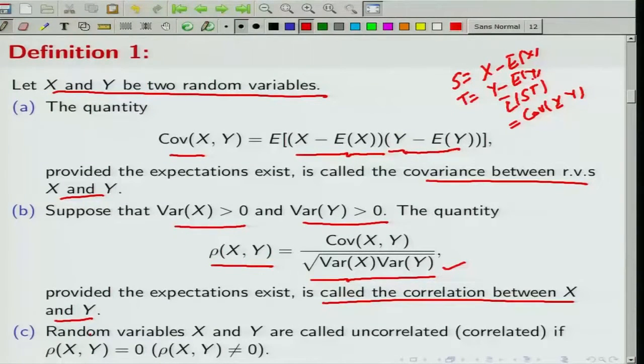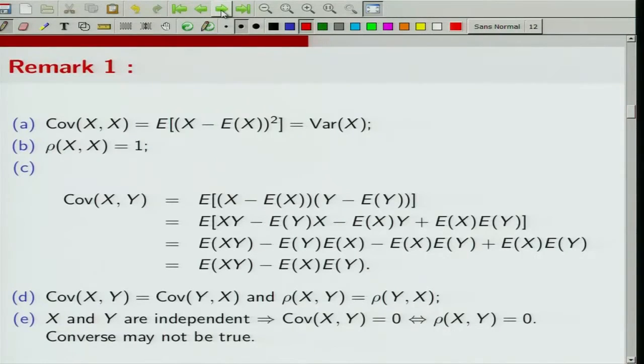Now, I would say that random variables X and Y are uncorrelated if the correlation between X and Y is 0, and I will call them correlated if the correlation between X and Y is non-zero. So, this defines the covariance between two random variables X and Y.